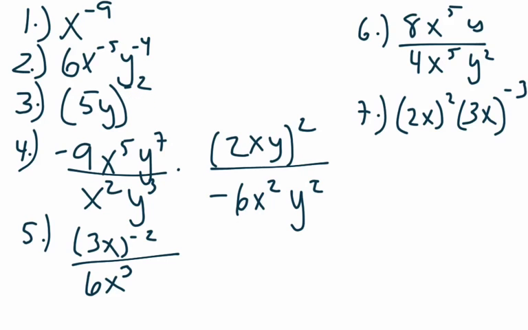Number 4 is negative 9 x to the 5th y to the 7th over x squared y to the 3rd times 2xy all squared over negative 6 x squared y squared. 5 is 3x all to the negative 2 over 6x to the 3rd. 6 is 8x to the 5th y over 4x to the 5th y squared. And number 7 is 2x all squared times 3x all to the negative 3. Pause the video, work the problems out on your own, and then unpause to check your work.